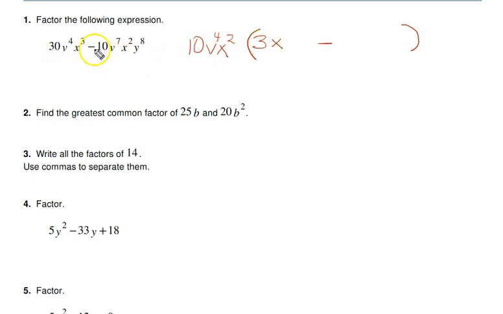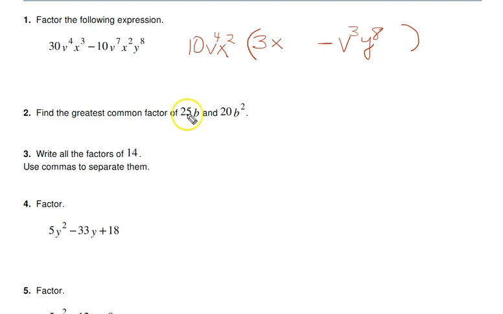Now, we're taking out a 10, in a sense, so we could put a 1 there, but we don't usually do that. And then for the V's, we took out V to the 4th, so V to the 3rd is left there. We took out X to the 2nd, so the X's are all gone, and what's left is Y to the 8th. And that is the factoring of number 1.